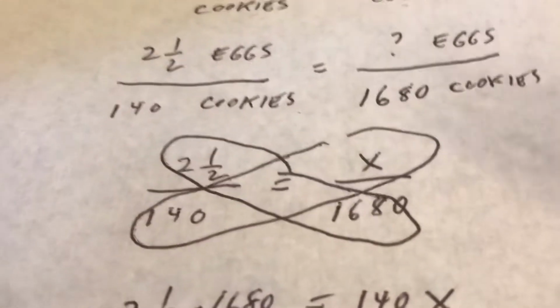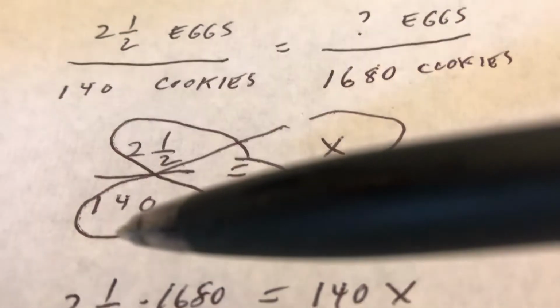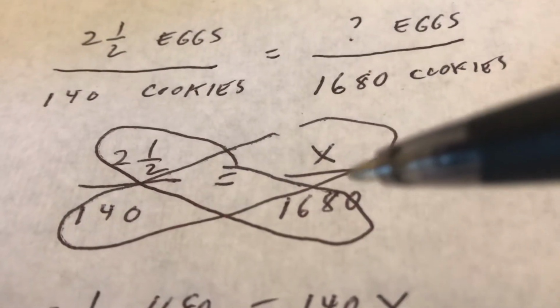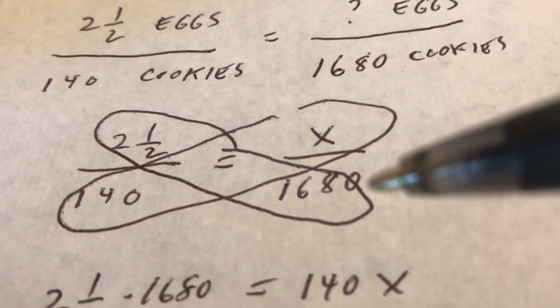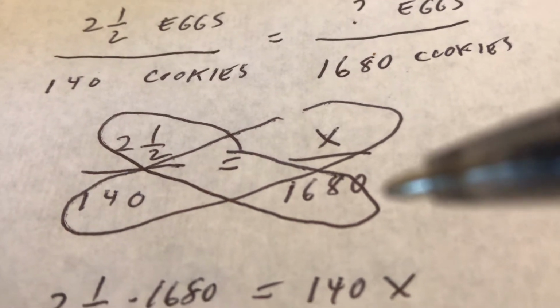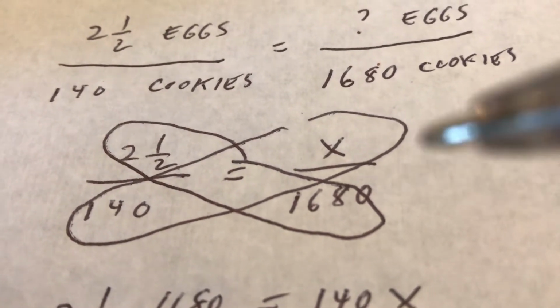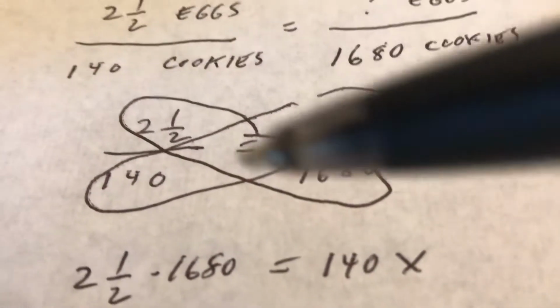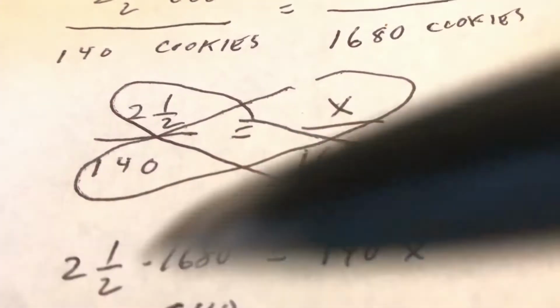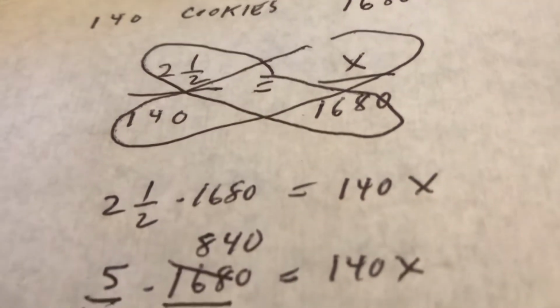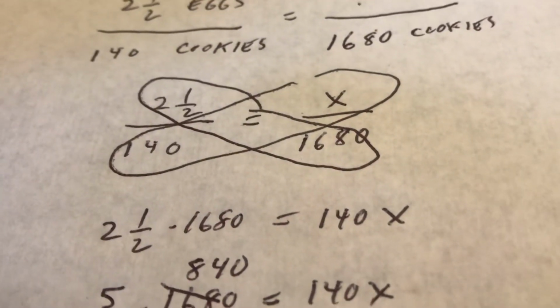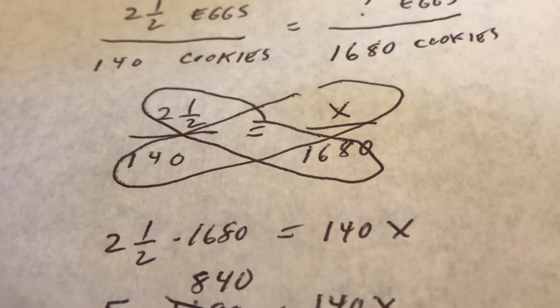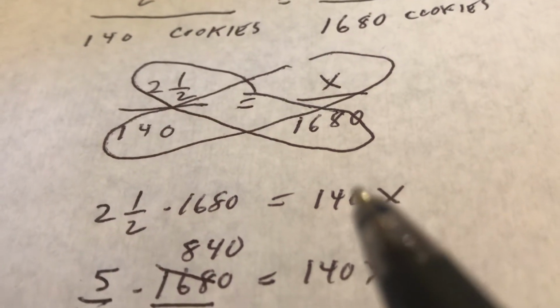Now I just get rid of the labels, so I have 2.5 over 140. I'll write x instead of the question mark equals 1,680. Now you could just multiply both sides by 1,680 and then simplify, but Saxon has you cross multiply, so I'll keep it like that. You cross multiply. So you get 2.5 times 1,680 equals 140x.